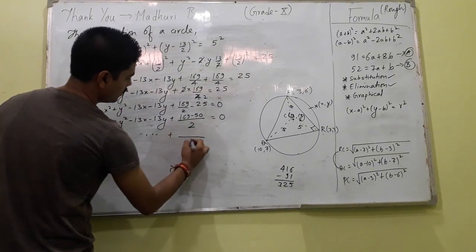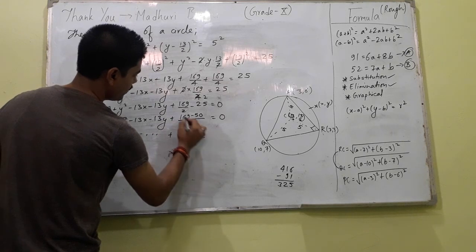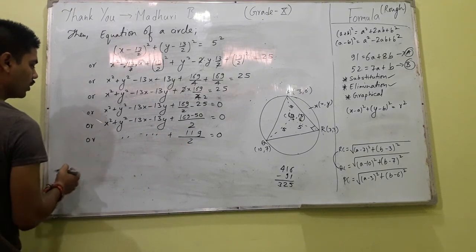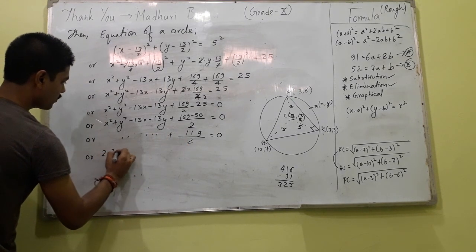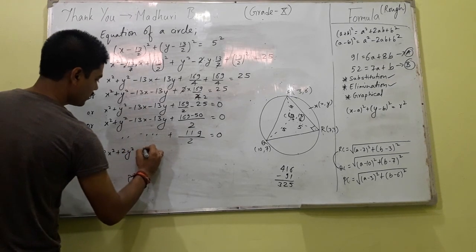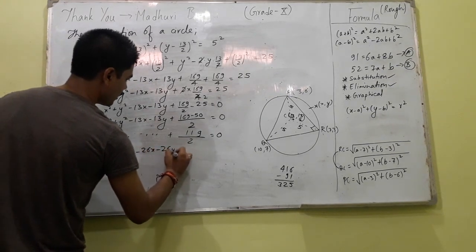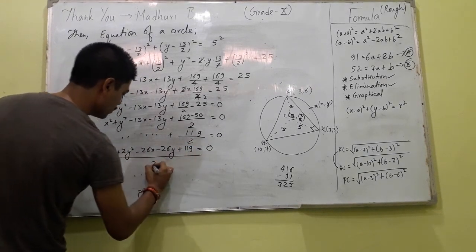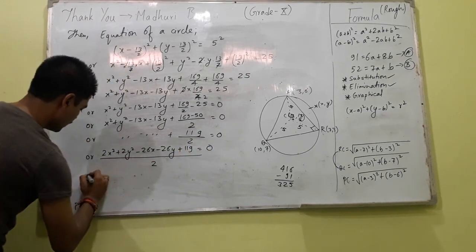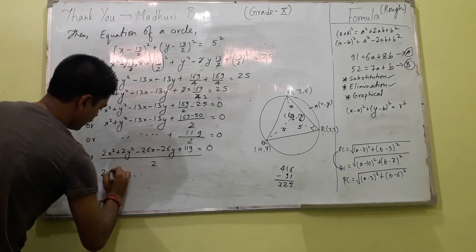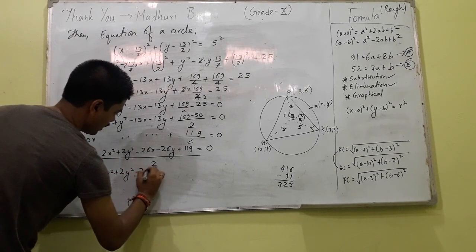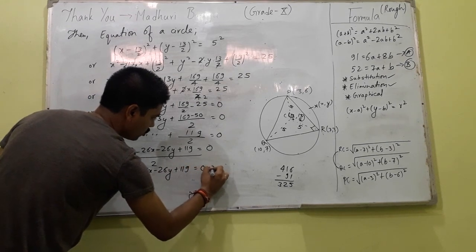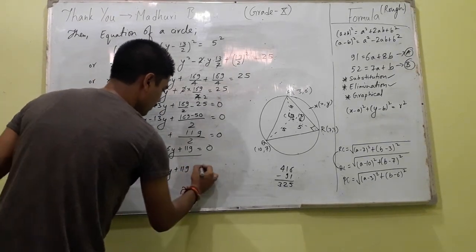Here is the solution. 169 minus 50 is 119, equals to 0. You can take 2 as a whole LCM. You will get 2x square plus 2y square minus 26x minus 26y plus 119 equals to 0, and whole upon 2. You can take this 2 to the right hand side and you will get the final equation of a circle, 2x square plus 2y square minus 26x minus 26y plus 119 equals to 0 into 2. That will be finally 0.